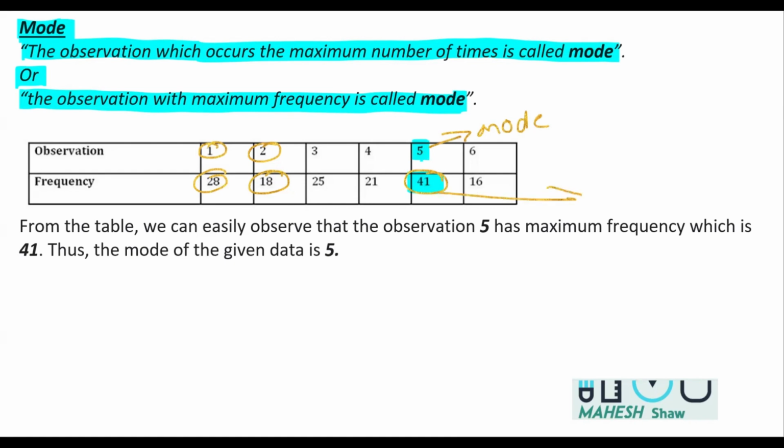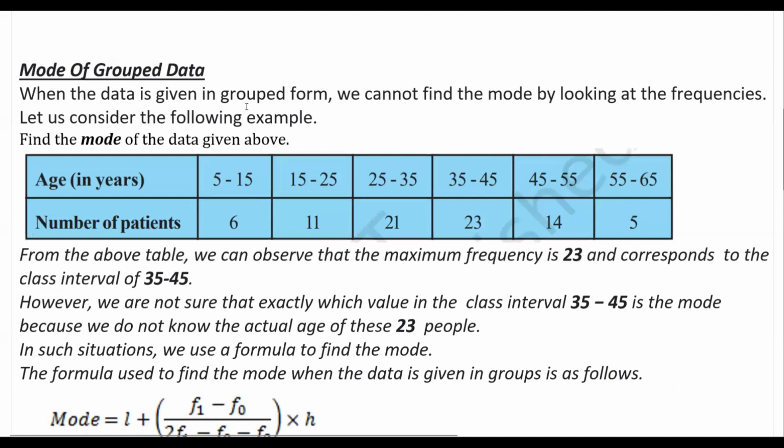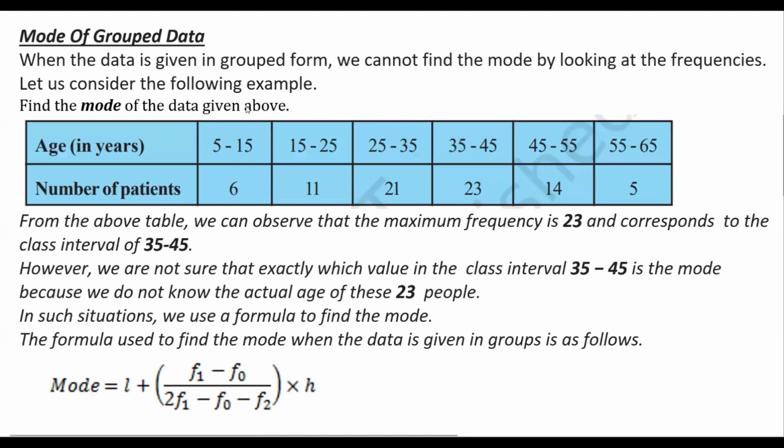Do not get confused here. It's not the frequency which is the mode. It is the observation having the maximum frequency that is the mode. But when we are given grouped data, we cannot find the mode by looking into the frequency.